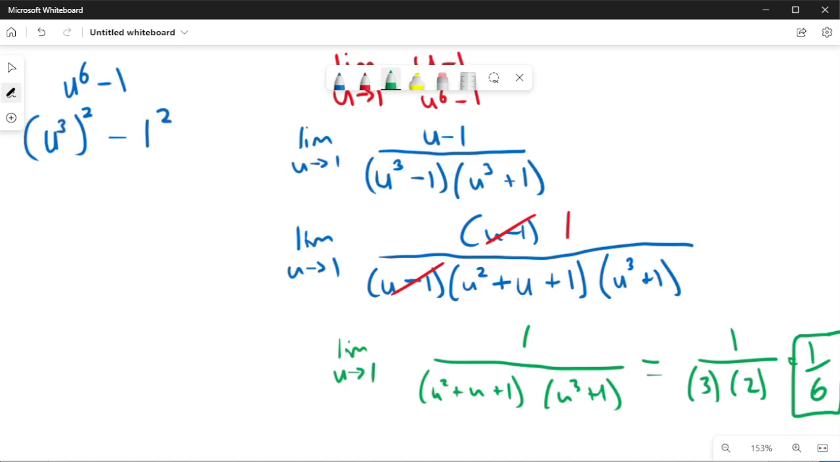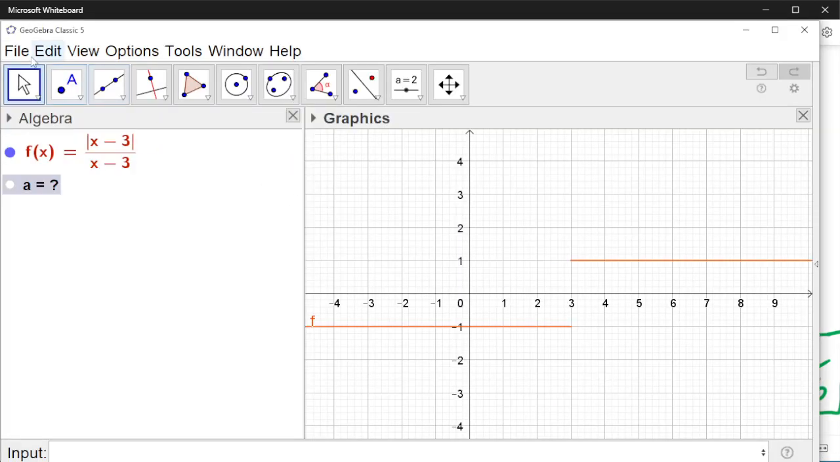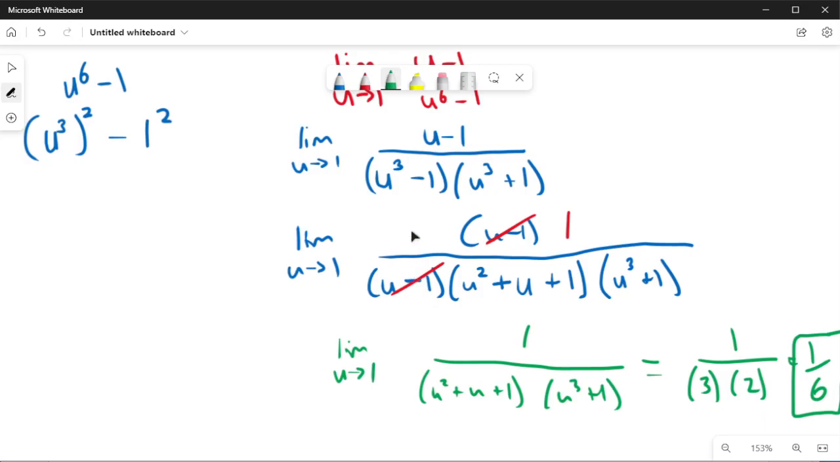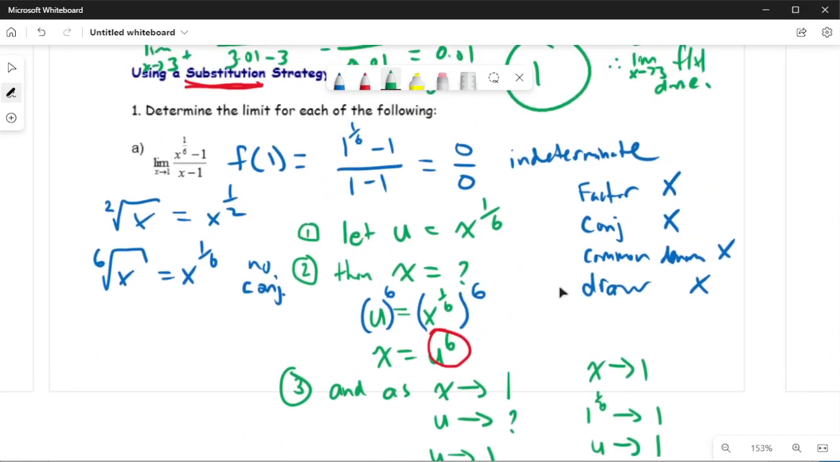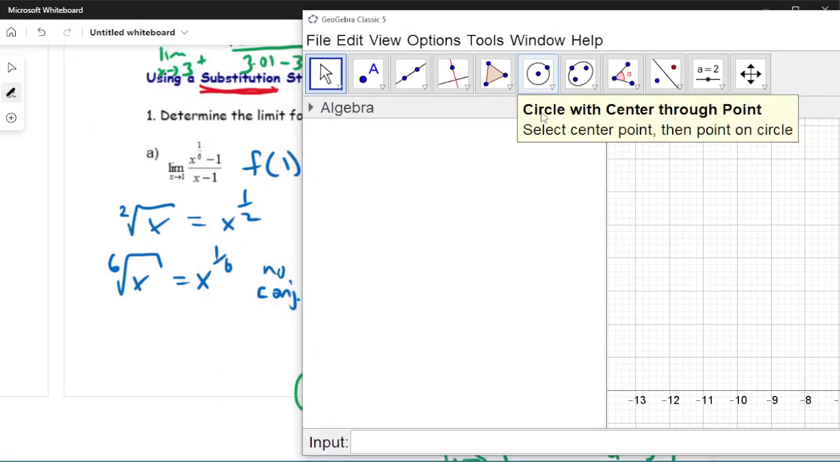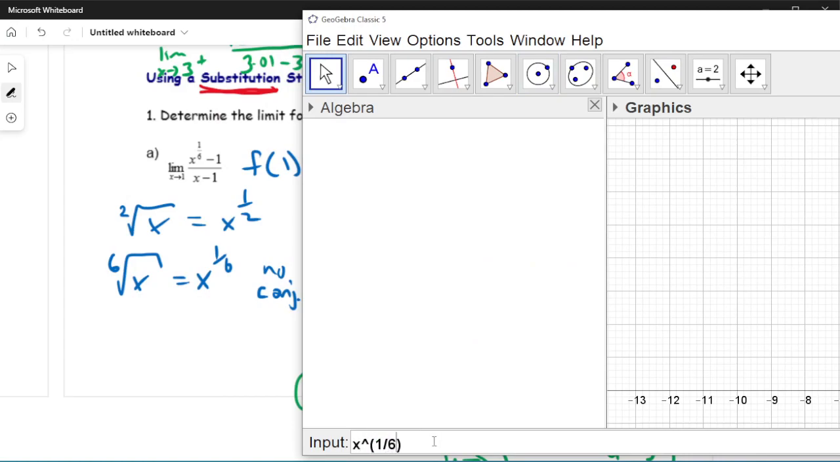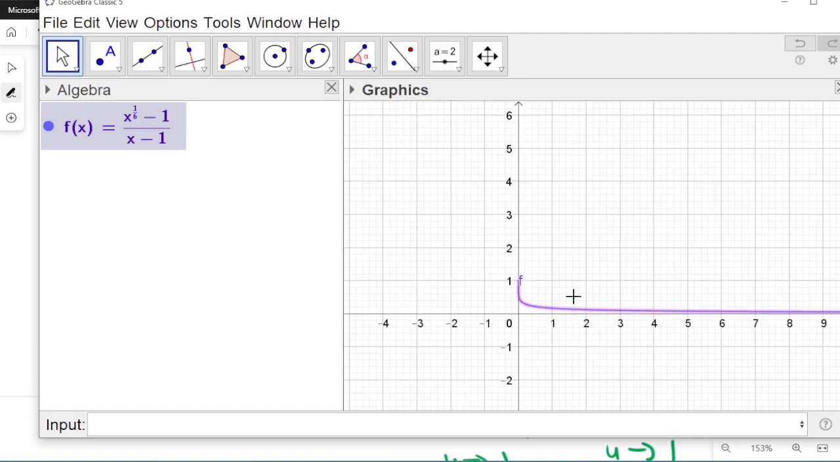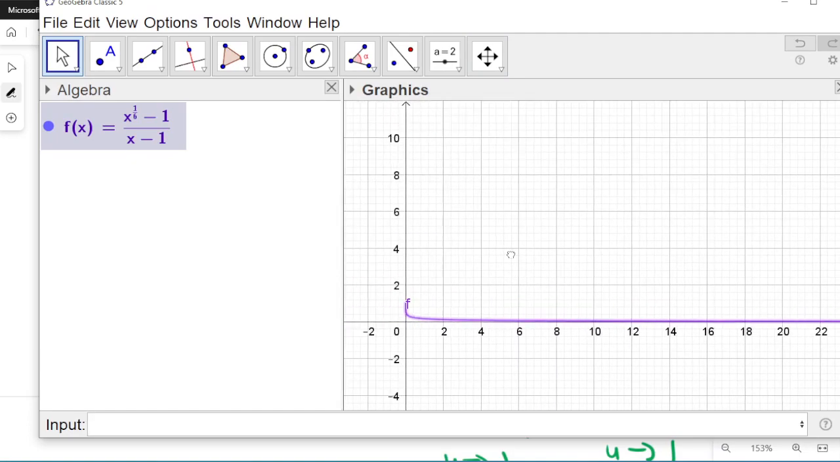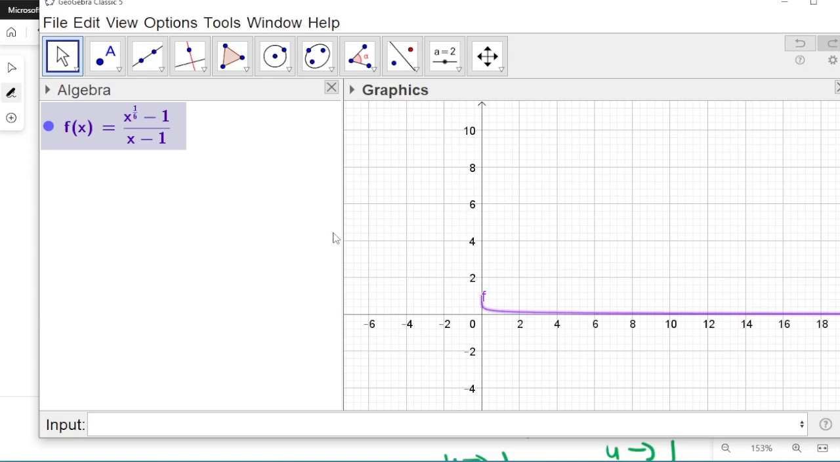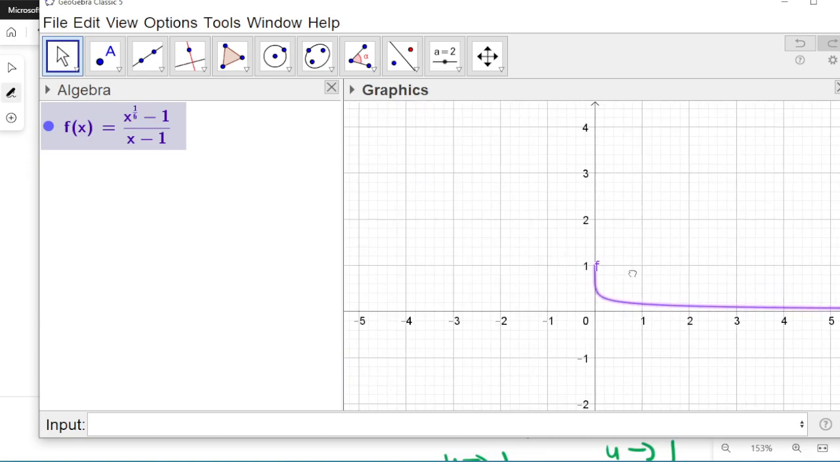Okay, let's verify it, and then I'm going to do a quick bird's eye view of everything we just did before going on to the last one. So the question was, let's go back to the question here. x to the power of 1/6, take away 1. That's our numerator. And then x take away 1 as a denominator. That's the function. And you can see the function is sort of weird looking, sort of a root, but sort of like an asymptote at the same time. And that's that.